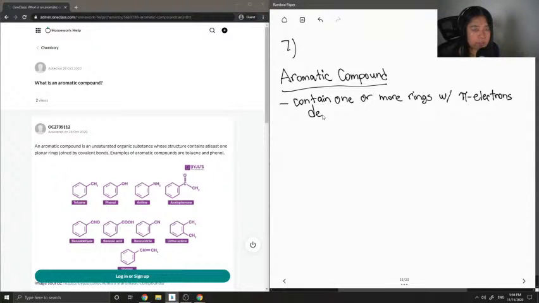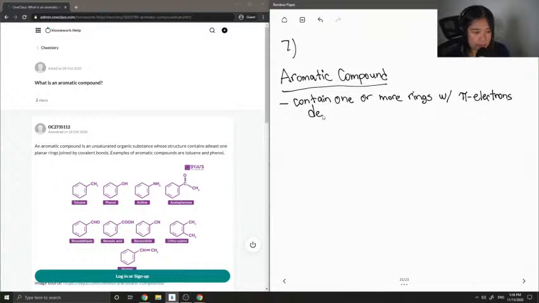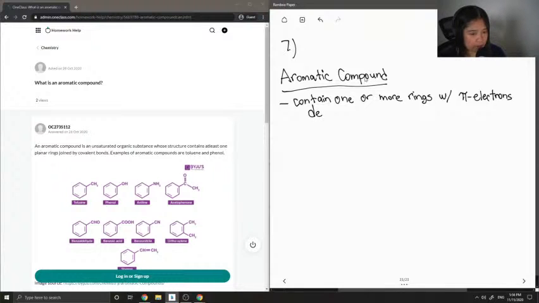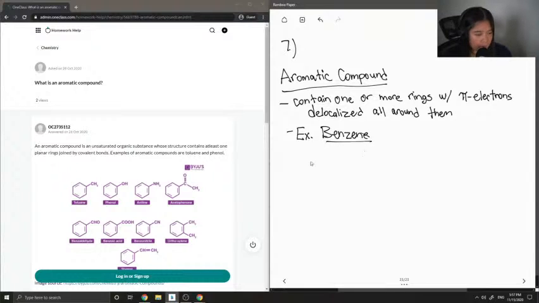There are pi electrons when there are double bonds or triple bonds in the ring. So these pi electrons are delocalized all around them. The most common example would be benzene. So benzene is an aromatic molecule. It is comprised of a 6-membered carbon ring.